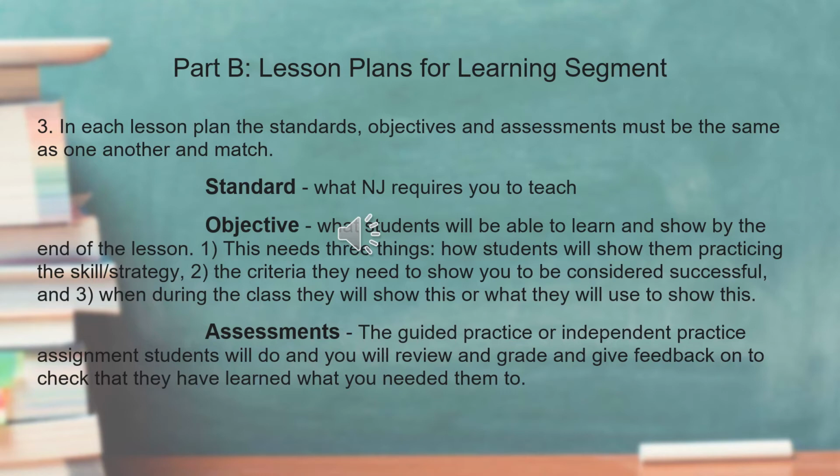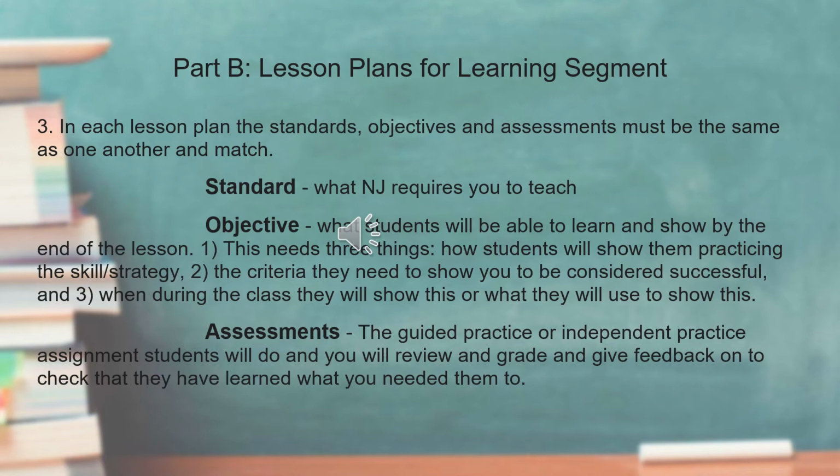First is how will students show that they are practicing that skill? How are they going to actually show you that they can do this? The second part is going to be what criteria they need to show you to be successful, to show that they've really learned this and not that they need help. The third thing is going to be when during class are they going to show this and do this. So you need to have all three of those parts in your objective.